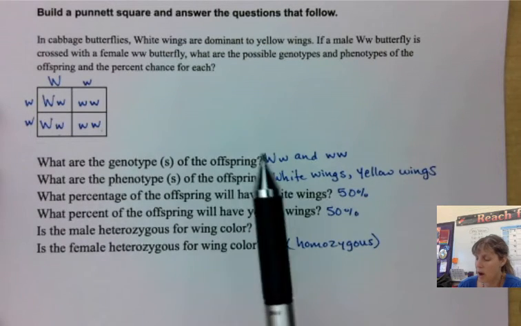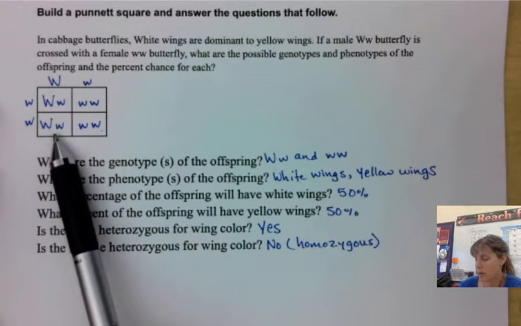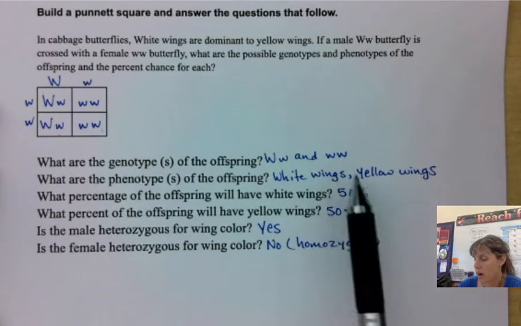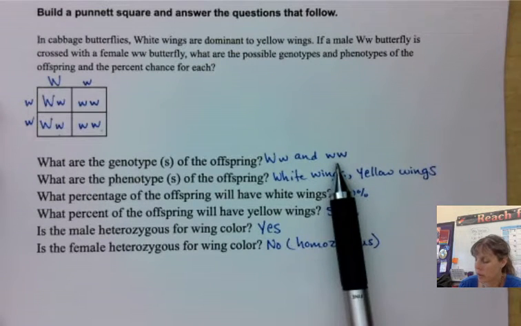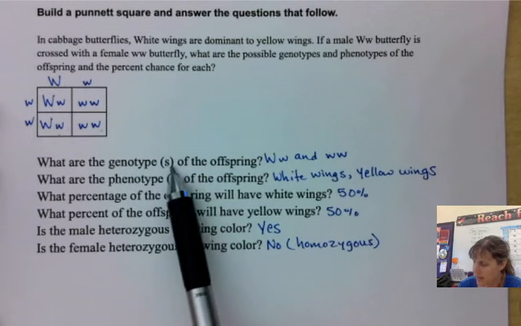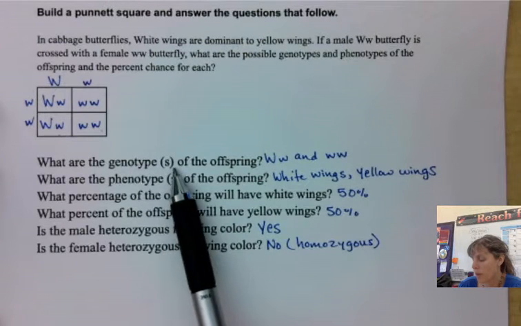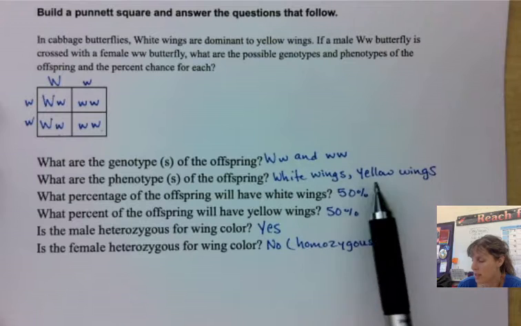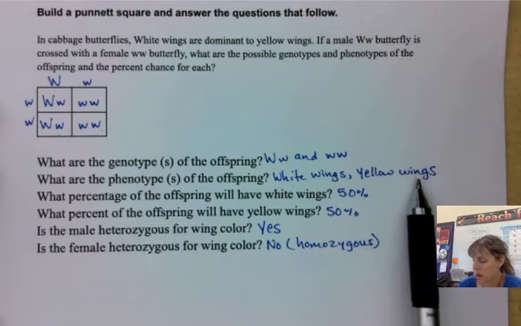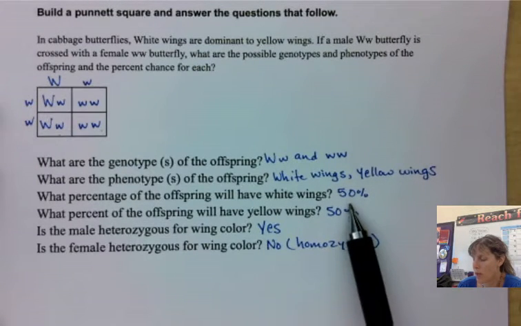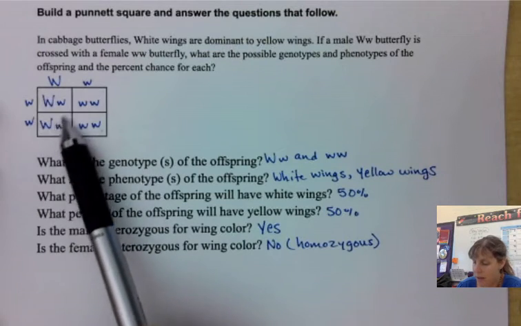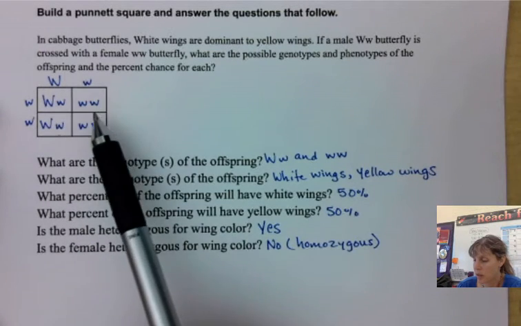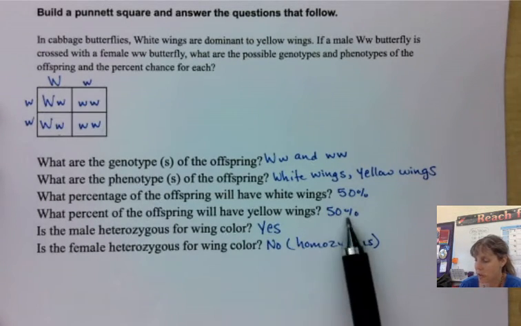The genotypes of the offspring, they have two. There's capital W, lowercase w, and both lowercase w's. This little s means there might be more than one. The phenotypes of the offspring, they have white wings, and they also will have yellow wings. The percentage of offspring that will have white wings is 50%, so half of them have white wings and half of them have yellow, so 50%.